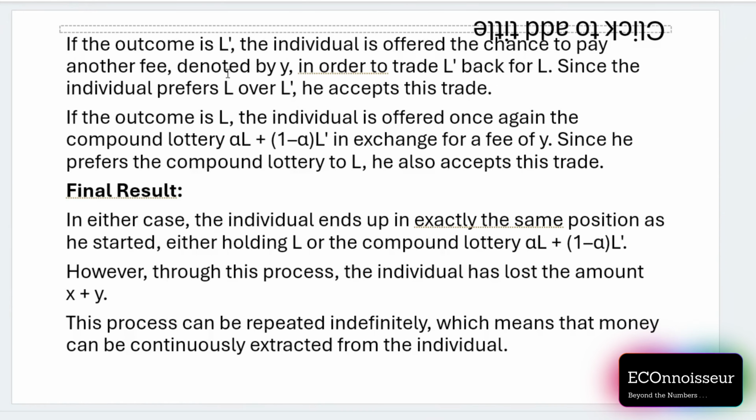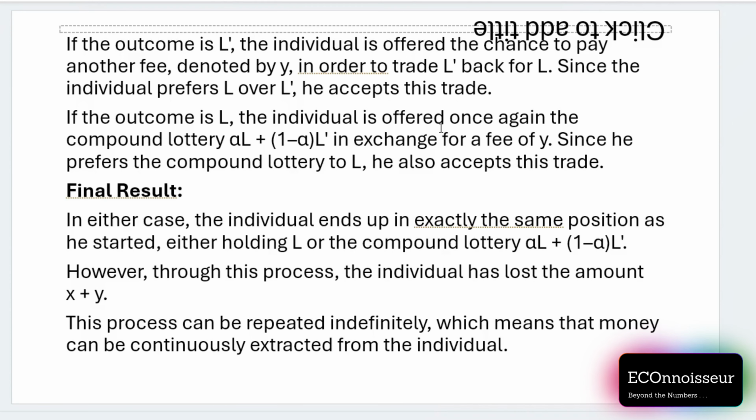If the outcome is L prime, the individual is offered the chance to pay another fee denoted by Y in order to trade L prime back for L. Since the individual prefers L over L prime, he accepts this time too. If the outcome is L, the individual is offered once again the compound lottery alpha L plus 1 minus alpha L prime in exchange for a fee of Y. Since he prefers the compound lottery to L, he also accepts this one.